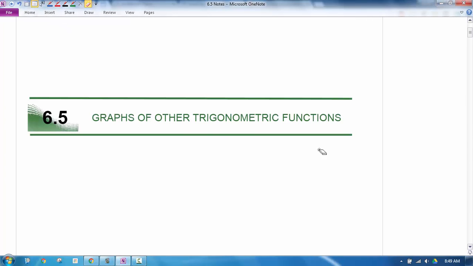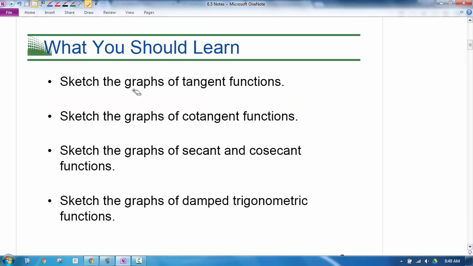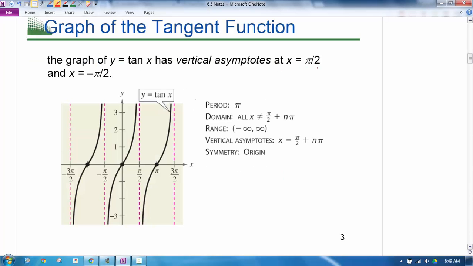Okay, the next section is 6.5. We're going to sketch some graphs of tangent functions, cotangent functions, secant and cosecant, and we'll look briefly at dampened oscillation for trigonometric functions as well. So first up is the tangent.